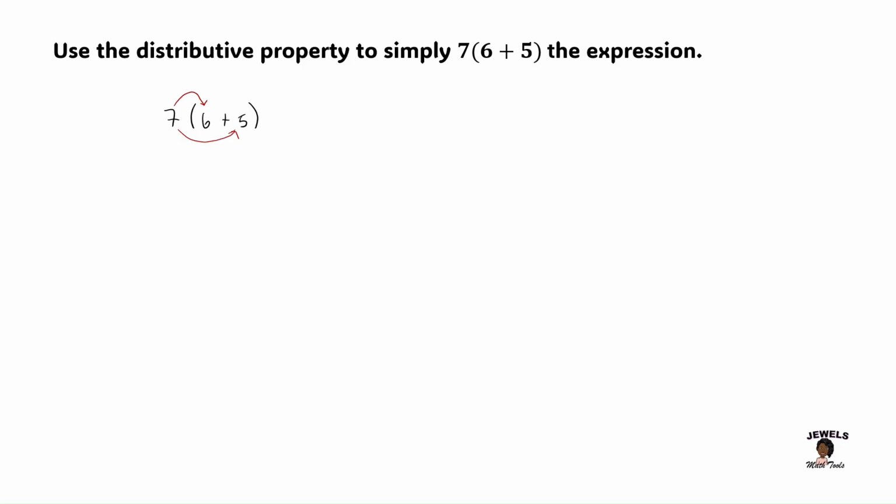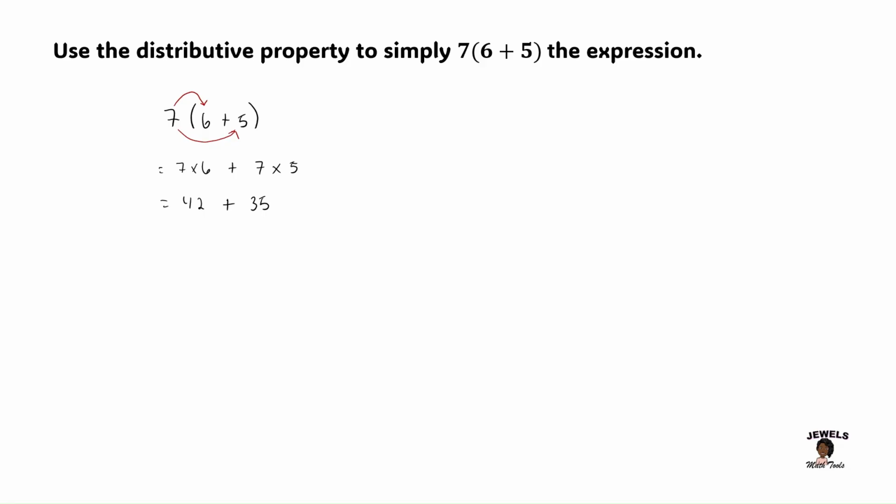So we're going to be multiplying the product of 7 times 6 and then adding that to the product of 7 times 5. So this is what the distributive property is telling us to do. We're going to be multiplying 7 times 6, which would be 42, and then adding that to the product of 7 times 5, which is 35.